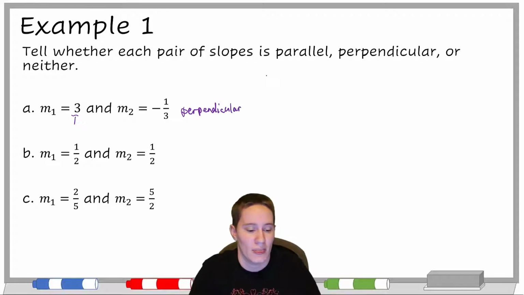Okay, B. If we have 1/2 for our first slope and 1/2 for our second slope, those are the same number. So this must be a set of parallel lines.